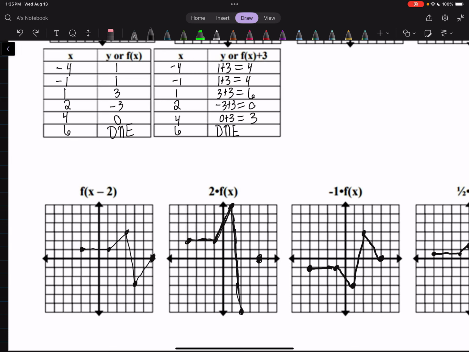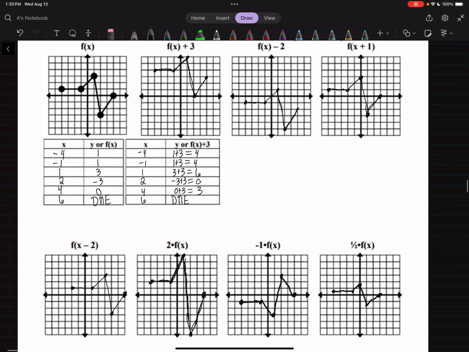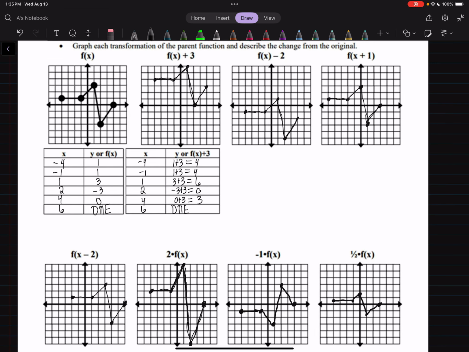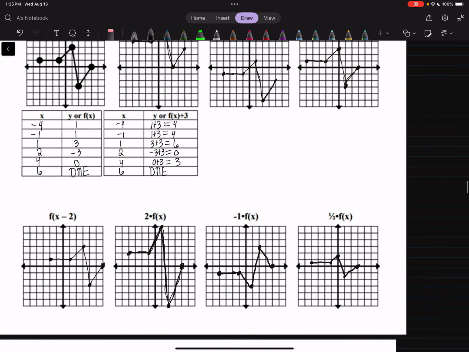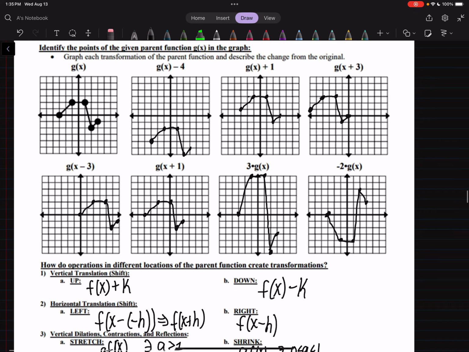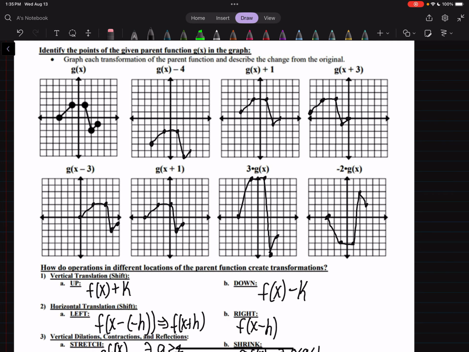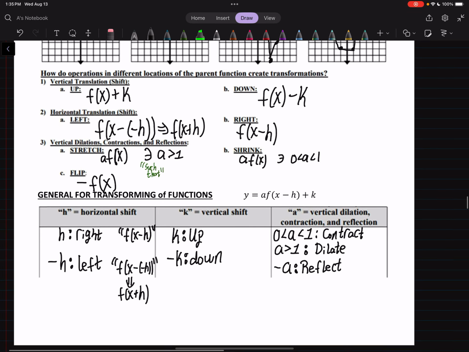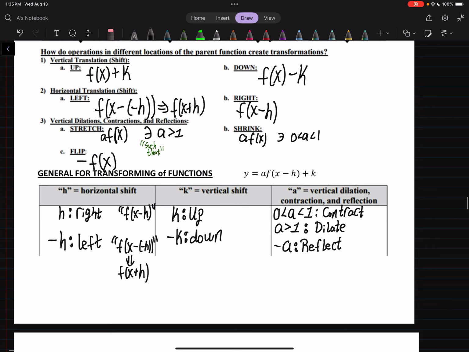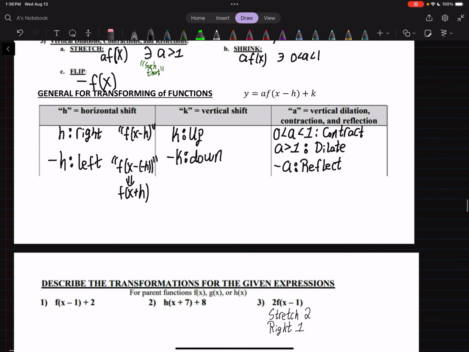If you have not done so already, I ask you now to copy the rest of those graphs down. Make sure you know how to do transformations. Again, it should be review, so I'm not really worried about it. There's the next one if you want to copy it, as well as the rules for transformations. All right, let's move on.